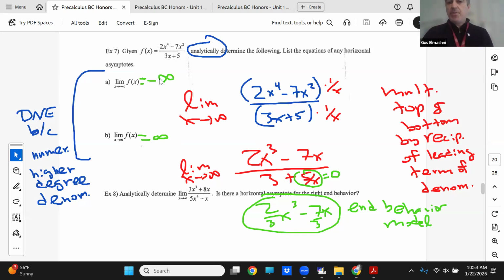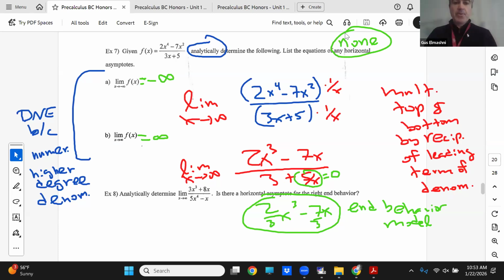So are there any asymptotes? Horizontal asymptotes, sorry. There are no horizontal asymptotes. But analytically, that's what you would show. That's the process. We're going to do that again for example 8, so you guys get the hang of that.